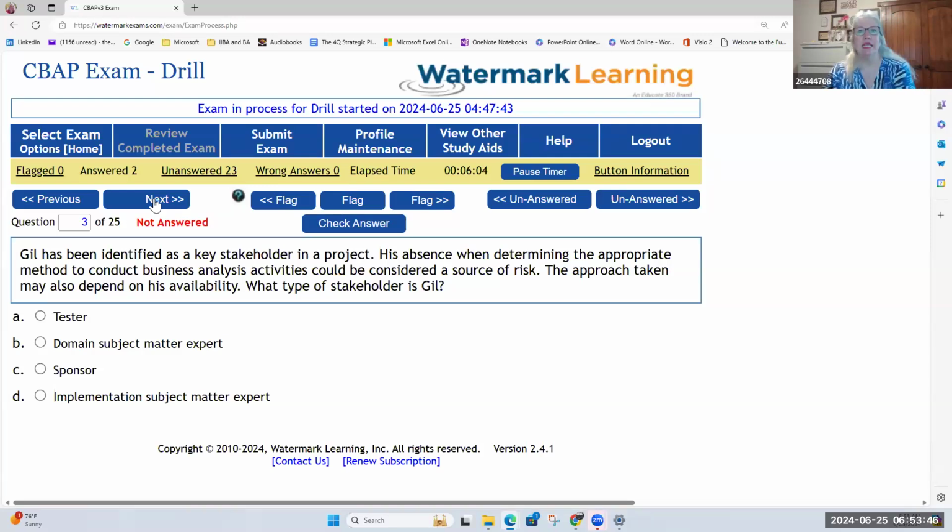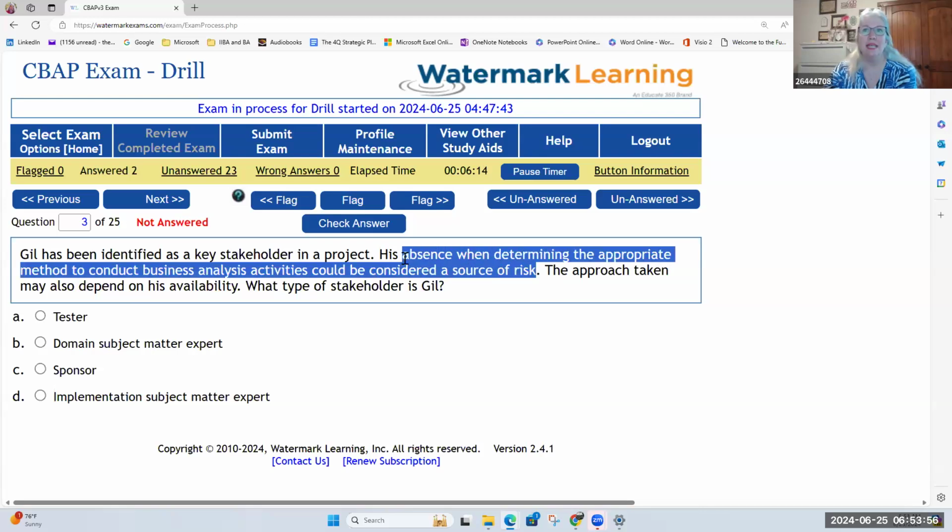Okay, Gil has been identified as a key stakeholder in a project. His absence when determining the appropriate method to conduct business analysis activities could be considered a source of risk. So his absence is a risk. The approach taken may also depend upon his availability. What type of stakeholder is Gil? Is Gil a tester, a domain subject matter expert, a sponsor, or an implementation subject matter expert? This comes out of, I think, chapter 2, where it defines the responsibilities of the different roles.